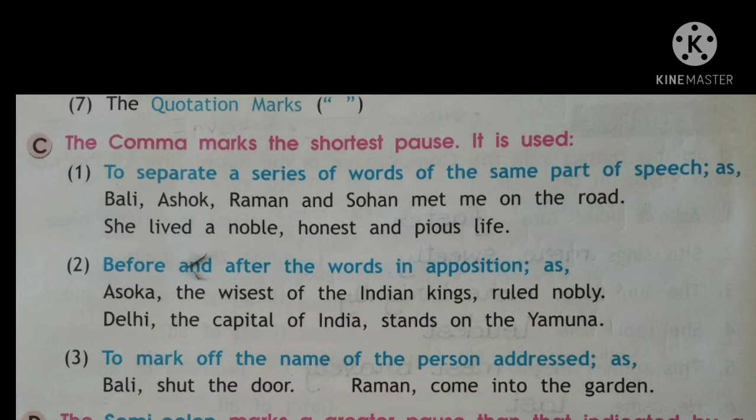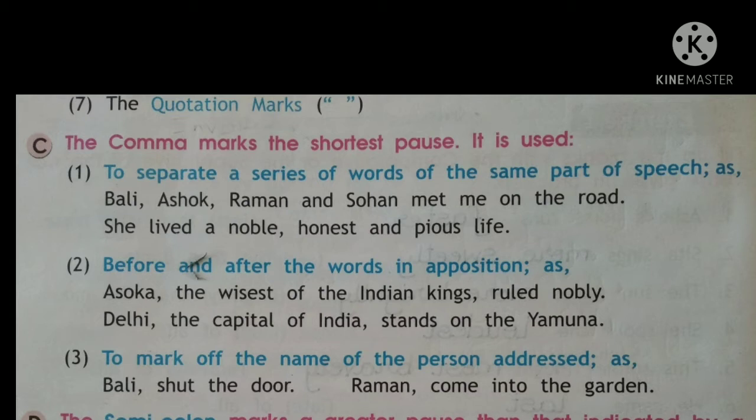The next time we use a comma is before and after a word in opposition, as in: Ashoka, the wisest of the Indian kings, ruled nobly. Here we are talking about a special person, Ashoka, so we are separating him with a comma. We write what type of person he was and again put a comma, and then we mention more about him. The second example, Delhi: we are separating it from the sentence with a small pause by putting a comma. Delhi, the capital of India, stands on the Yamuna.